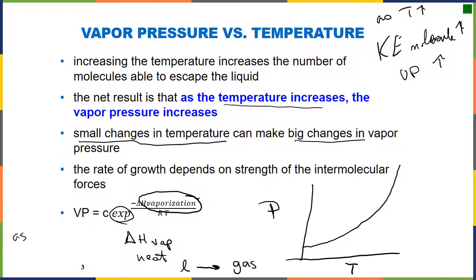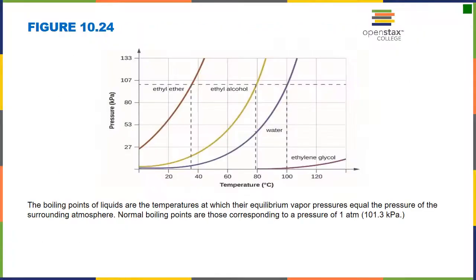And as the intermolecular forces go up, the delta H of vaporization is going to go up. And if the delta H of vaporization, which is the amount of heat that you need to add to go from a liquid into a gas, goes up, it means you are going to have less gas and the vapor pressure is going to go down. So let's look at a few curves.